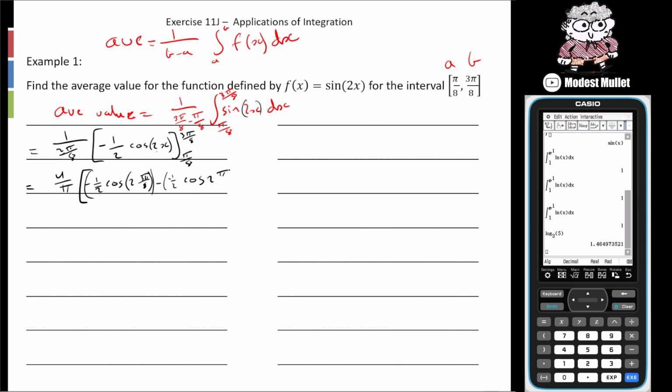Cos 2 by pi on 8, okay, which is equal to 4 on pi. And now let's just start simplifying stuff. 2 times 3 pi on 8 becomes 6 pi on 8, which is the same as 3 pi on 4. Plus, if we bring the two negative signs together, we're now getting plus half of cos pi on 4, simplifying that.